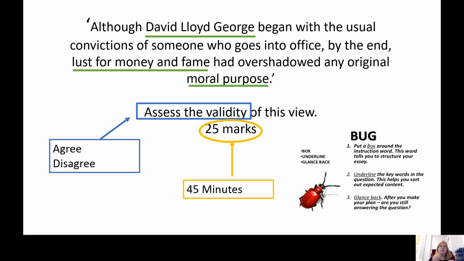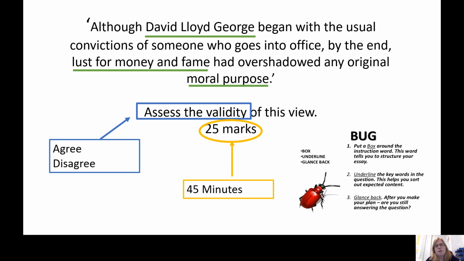It's trying to say David Lloyd George went into office, he went in to be an MP because he had this moral purpose. He had this aim to make people's lives better, to support people, to provide welfare. And actually what ends up happening is he's driven by this lust for money and fame. So that's the argument. Do you agree? Yes, he's driven by money and fame. No, he has a moral purpose. So that's what we're basically looking at.